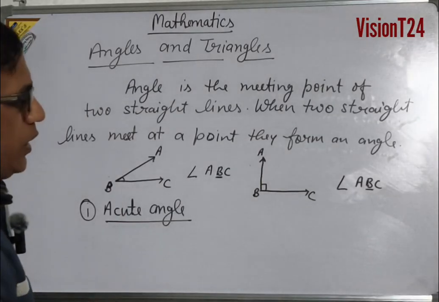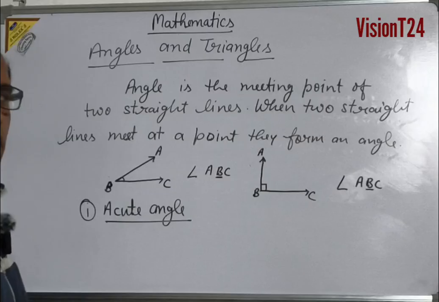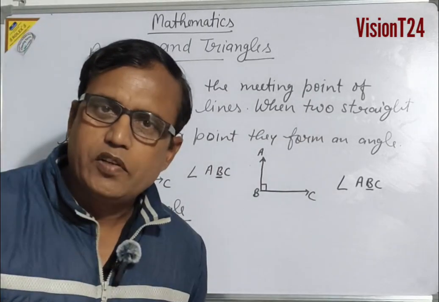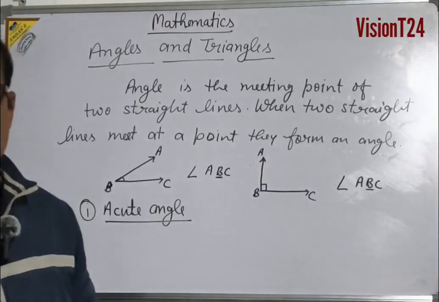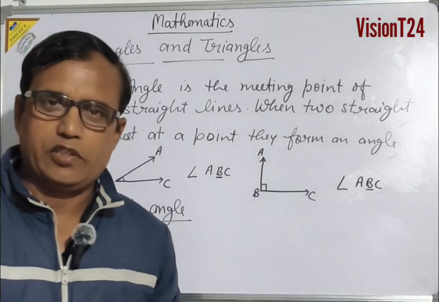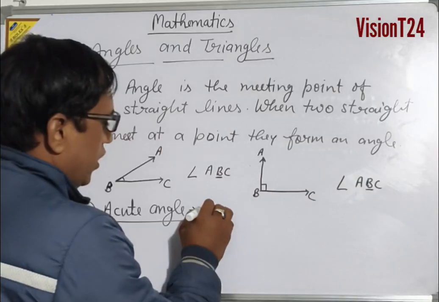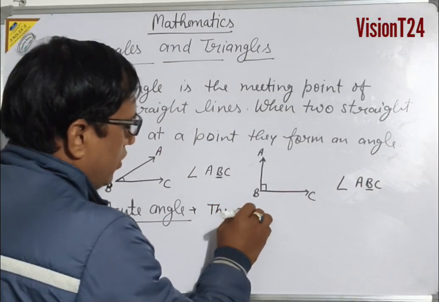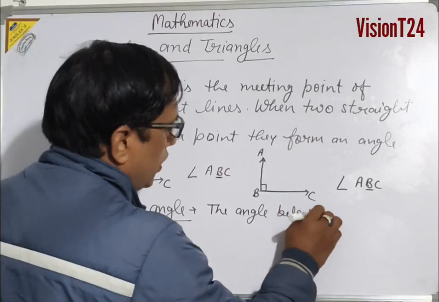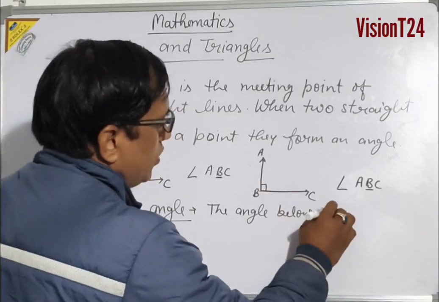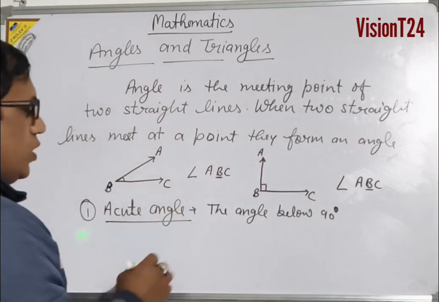Do you know by which unit it is measured? An angle is measured by degree. So degree is the unit by which an angle is measured. So acute angle, that is the angle below 90 degree. So the angle below 90 degree is called acute angle.